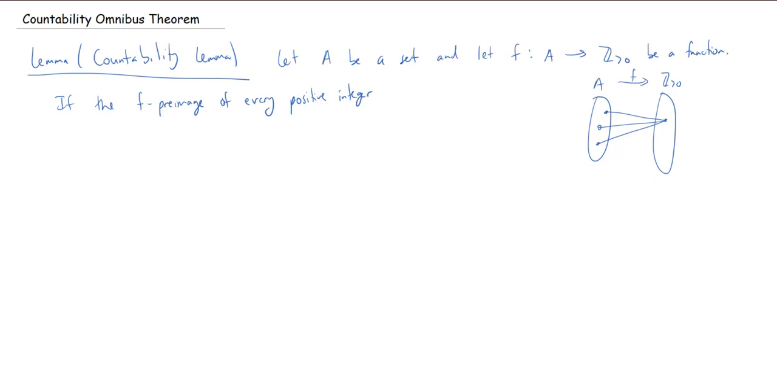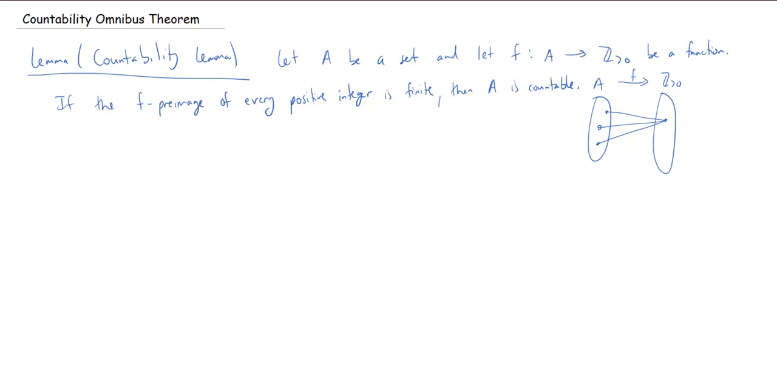So we don't know, but if we somehow do know that the preimage of every point is finite, okay, remember the f preimage kind of had 2 different meanings, and one of them is the set of all elements of A which map to this given positive integer. If the f preimage is finite for every positive integer, then A is countable. Okay, and we're going to be able to use that to great effect.